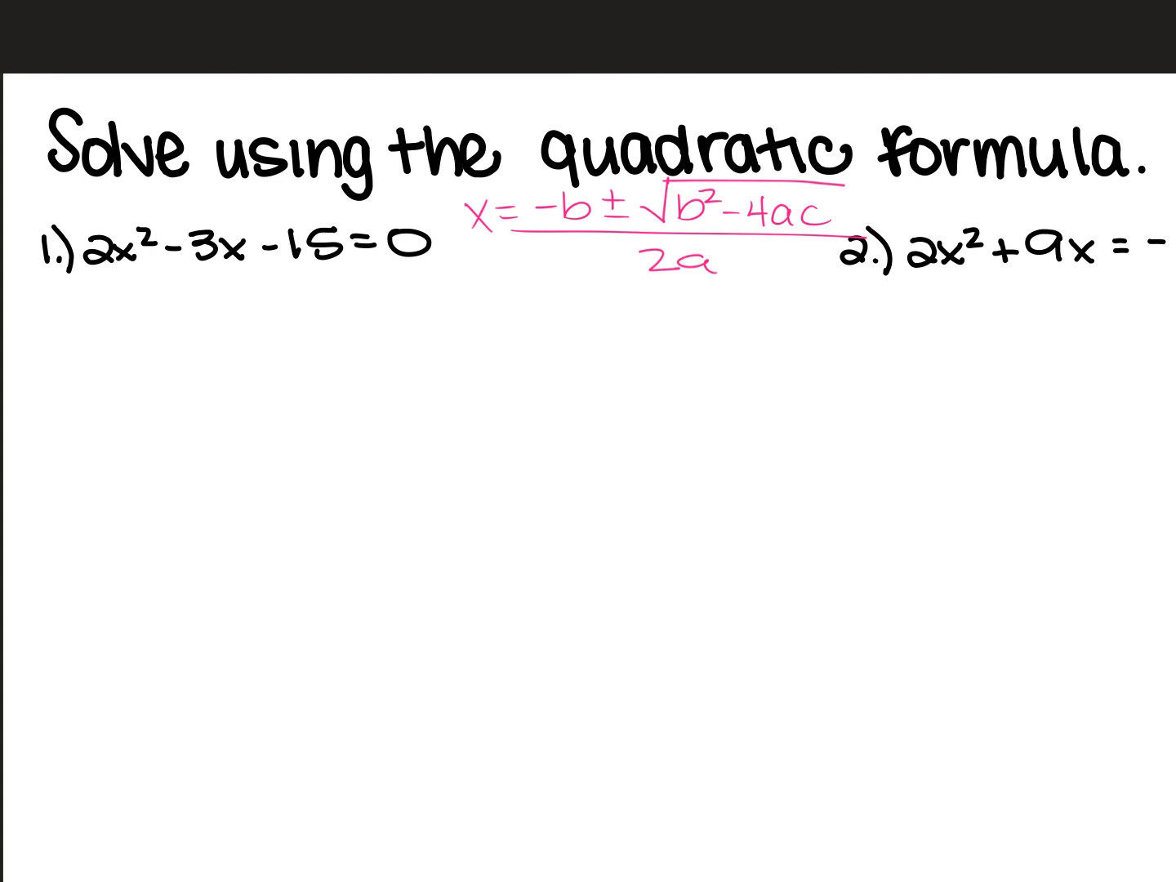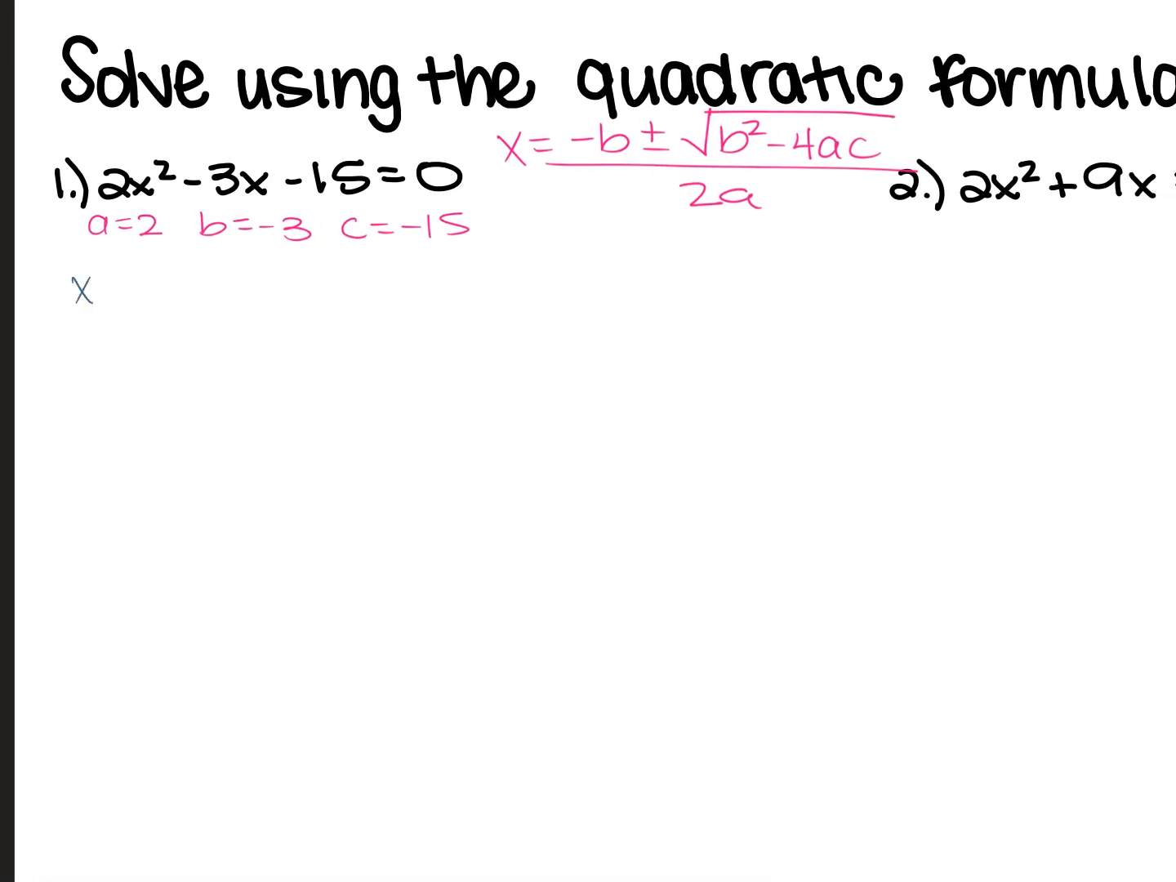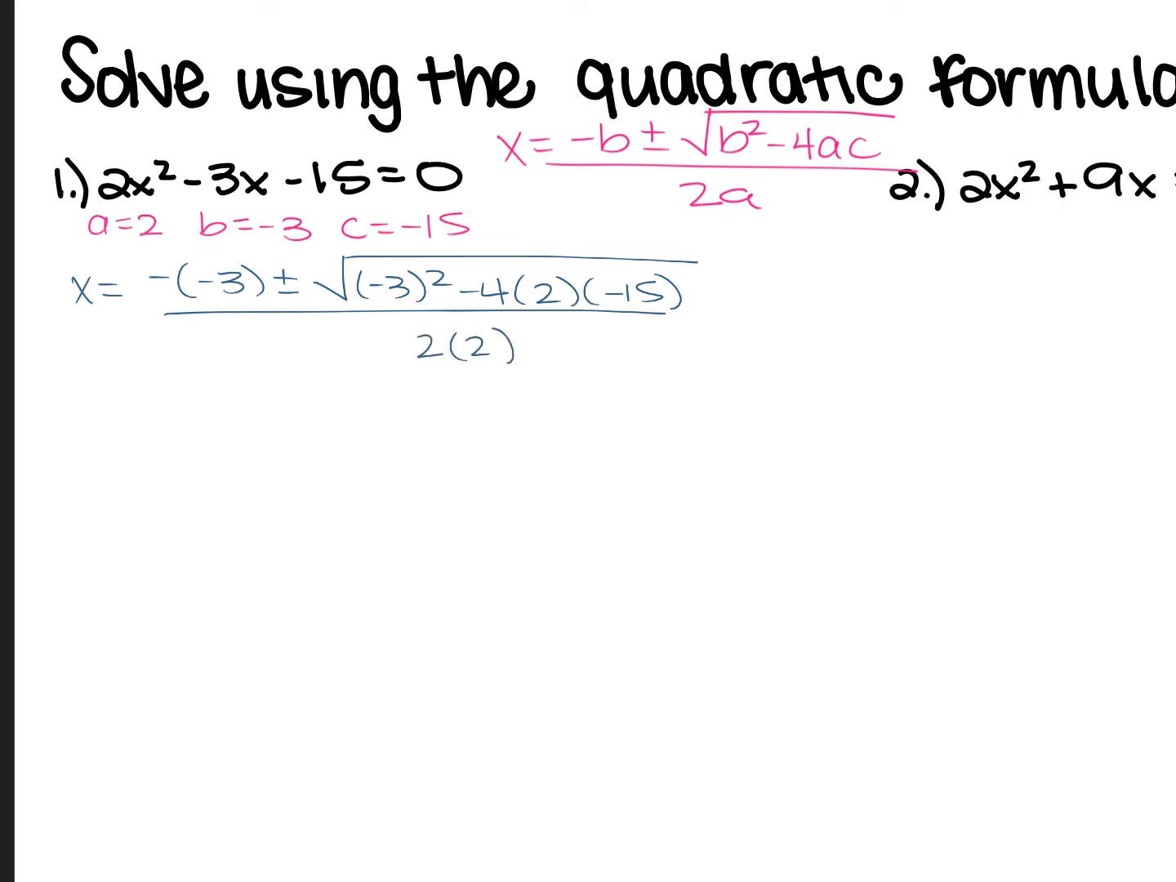For number 1, you're given 2x squared minus 3x minus 15 is equal to 0. All of your terms are on the same side, so we can identify a, b, and c. A is 2, b is negative 3, c is negative 15. If we use our quadratic formula, this is going to give us x is equal to the opposite of negative 3 plus or minus the square root of negative 3 squared minus 4 times 2 times negative 15 all over 2 times 2.